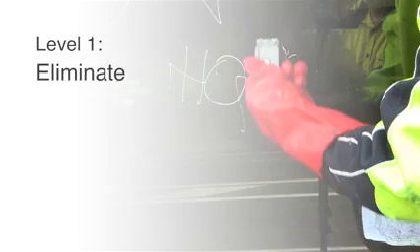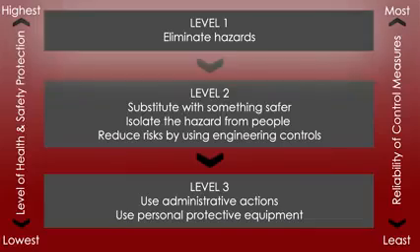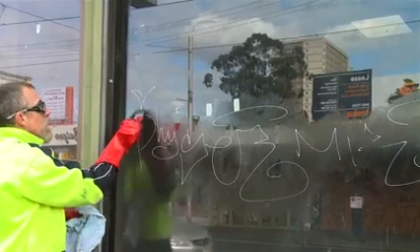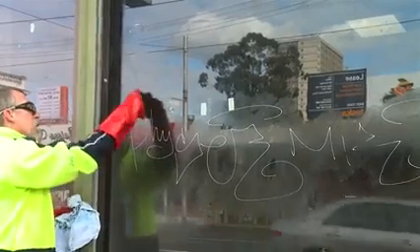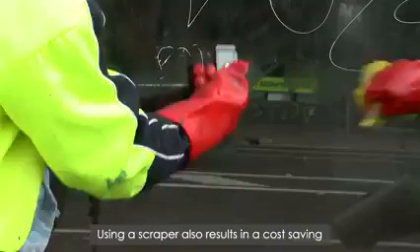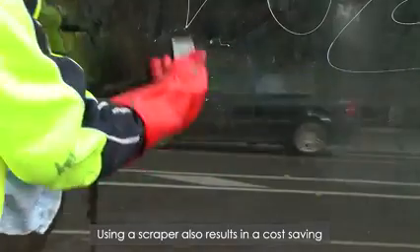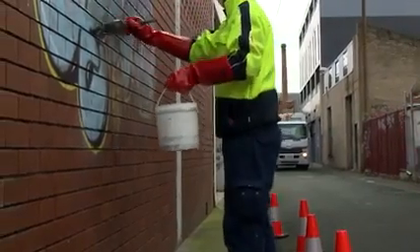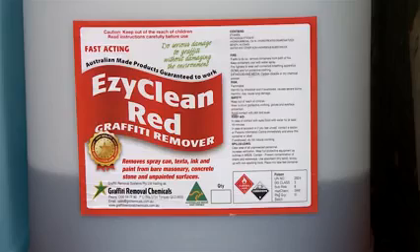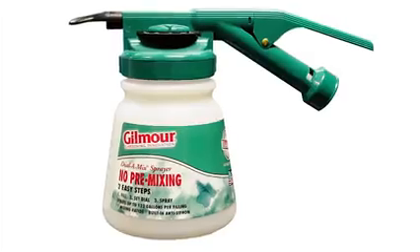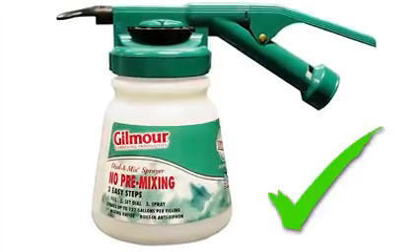Level 1. Eliminate. The best way to eliminate the risks of a hazardous chemical is to avoid using it altogether. A council in Victoria found that using a scraper to remove graffiti off glass was just as effective as using a chemical and safer for their employees. However, we use chemicals for specific reasons, so this often isn't possible. But what we could do is eliminate a worker handling activity, for example, buying pre-mixed chemicals instead of hand mixing them.